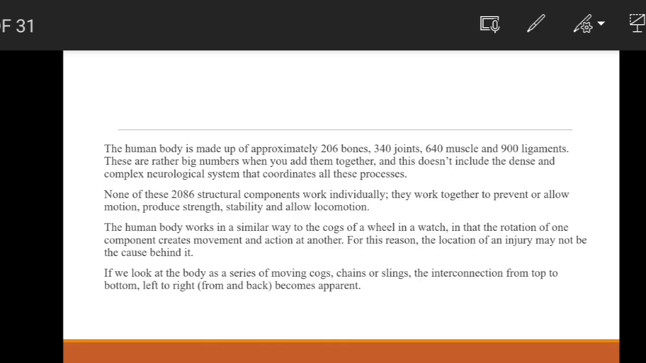So, the human body is made up of 206 bones, 340 joints, 640 muscles, and 900 ligaments. None of these structural components work individually. They work together to prevent or allow motion, to produce strength, stability, or allow locomotion. The body works in the same way as the cogs of a wheel in a watch, so the rotation of one component creates movement or action at another.